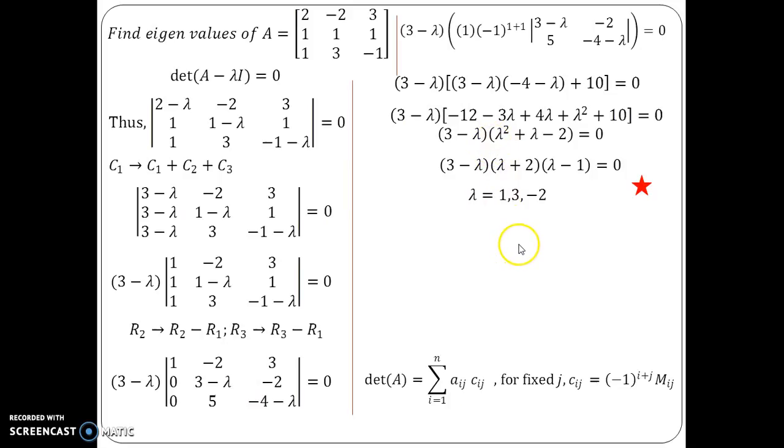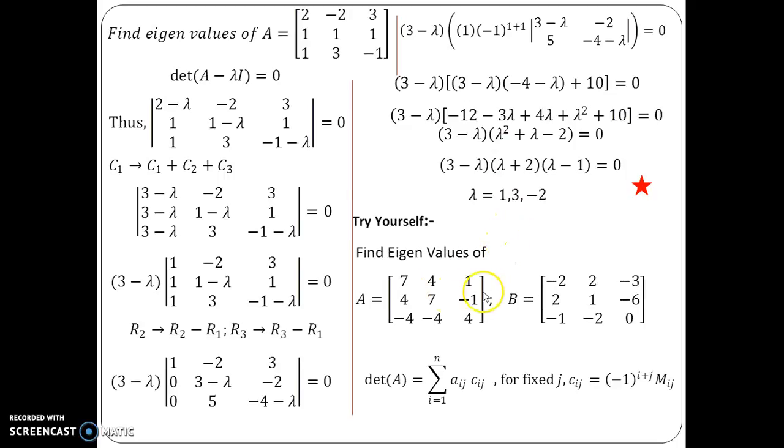Okay, so this is the method. For your practice, you can take these two examples and try them by yourself.